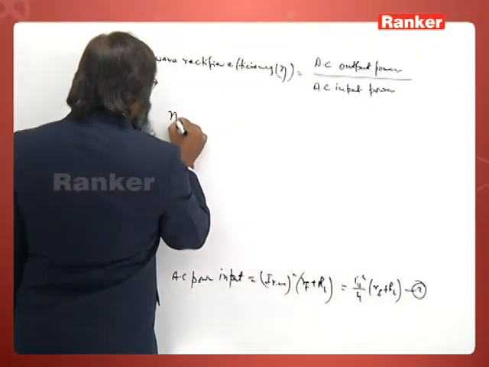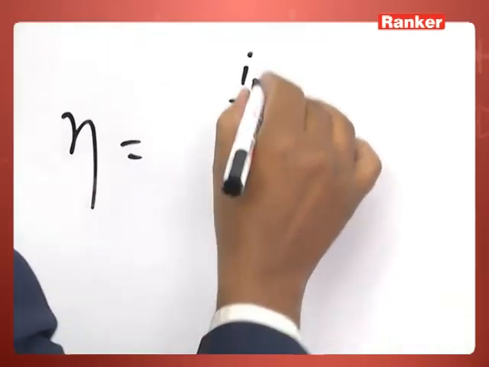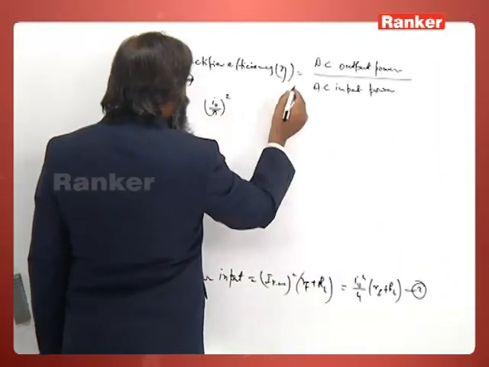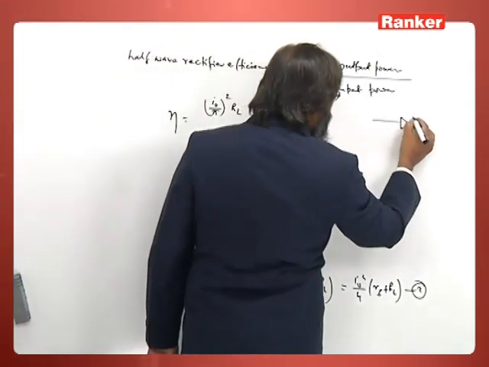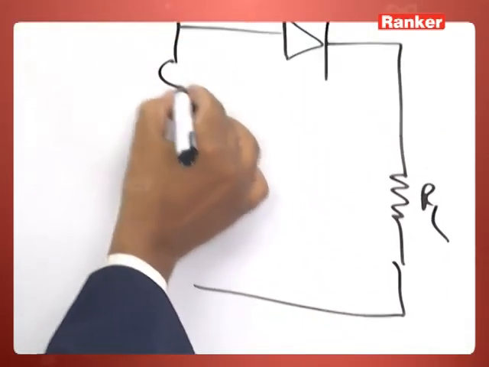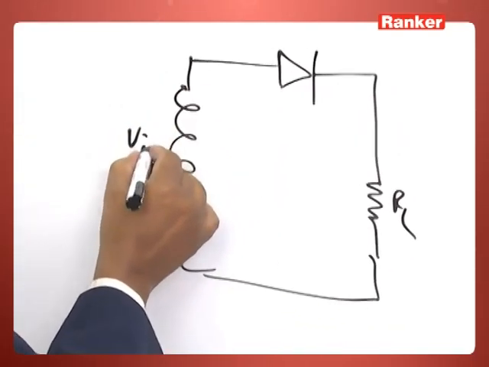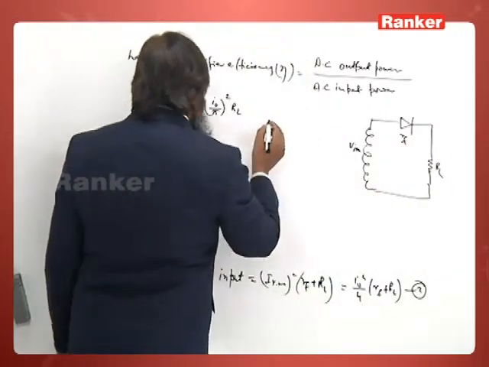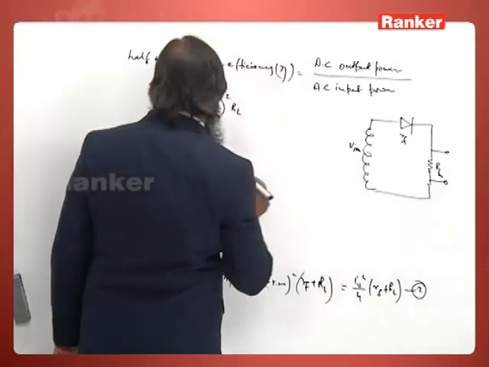So we have DC output power as (I naught by pi) was the DC current, so I square, and the load resistance was taken across. Just recall this circuit. This was the diode and this is my load resistor RL and this is my secondary coil where we have given an input V in. So this has a forward resistance RF and RL here. So the output is taken across this point only. So only RL is involved.